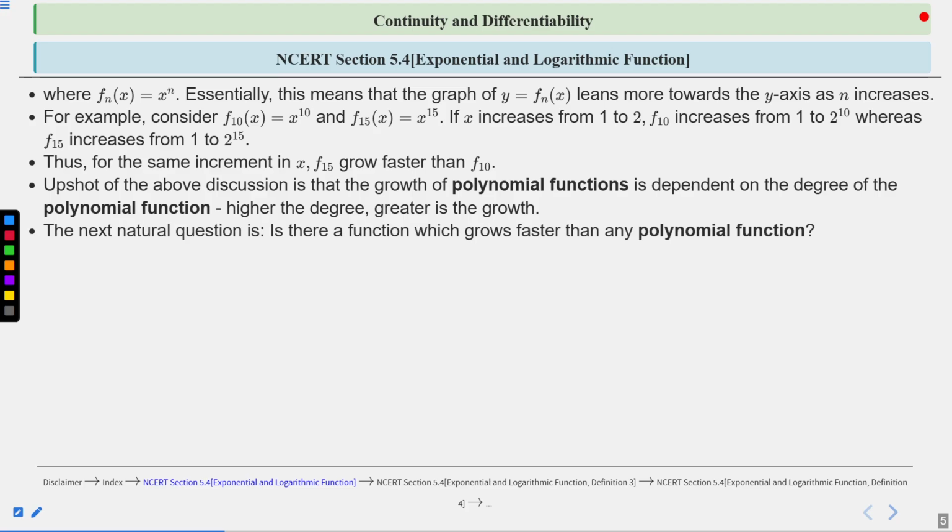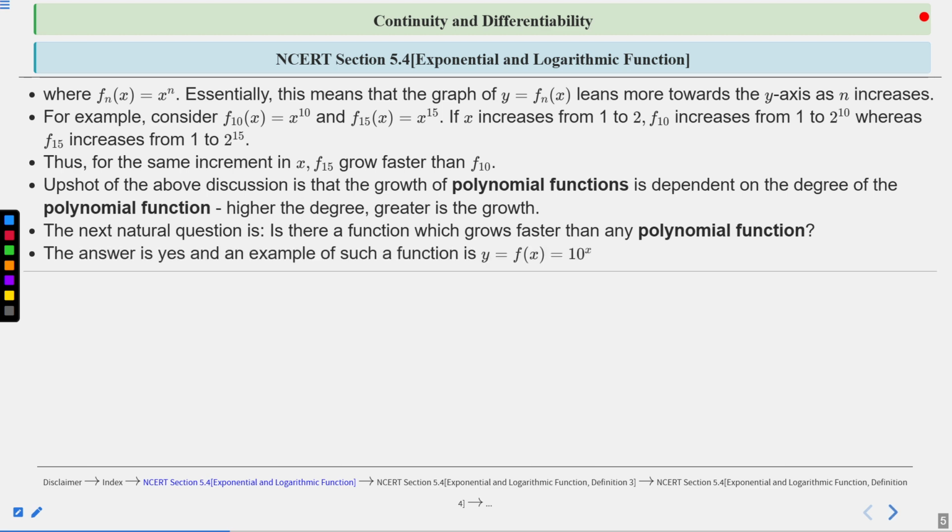So the next natural question is: is there a function which grows faster than a polynomial function? Our answer is yes, and an example of such a function is y equal to f(x), which is equal to 10 to the power x.